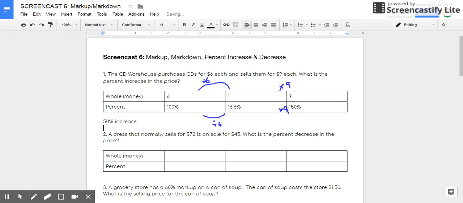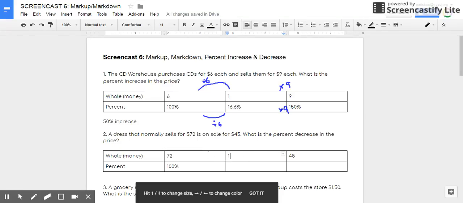Okay, problem number 2. A dress that normally sells for $72. So if it normally sells for $72, that is going to be our original price, which goes over 100%. Now it is on sale for $45. So the 45 is going to go in our numerator. What is the percent decrease in the price? So currently we cannot go from 72 to 45. So we're going to scale down to the unit rate now in our numerator. To go from 72 to 1, we need to divide by 72.